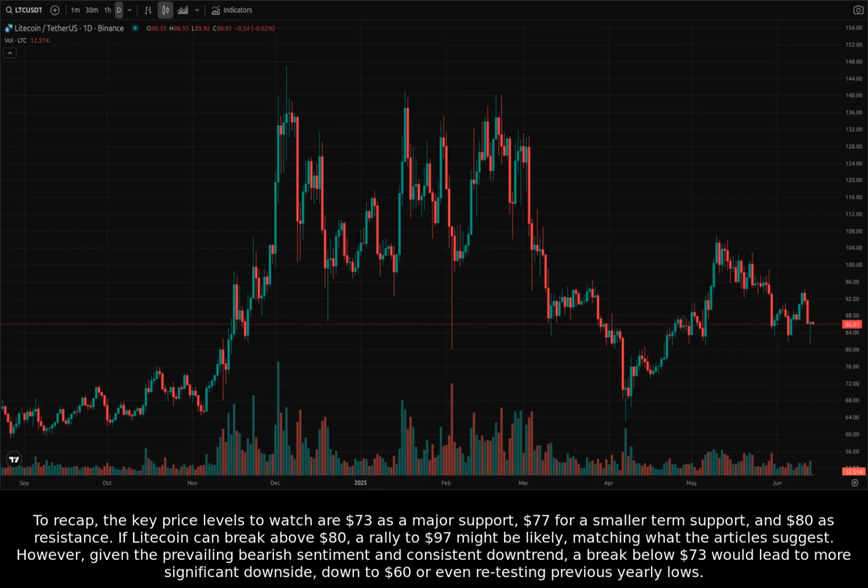To recap, the key price levels to watch are $73 as a major support, $77 for a smaller term support, and $80 as resistance. If Litecoin can break above $80, a rally to $97 might be likely, matching what the articles suggest. However, given the prevailing bearish sentiment and consistent downtrend, a break below $73 would lead to more significant downside, down to $60 or even retesting previous yearly lows.